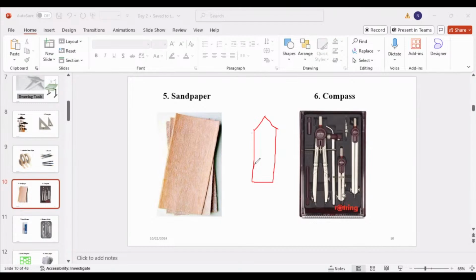You can use pencil sharpener too, but we use sandpaper too. Okay.